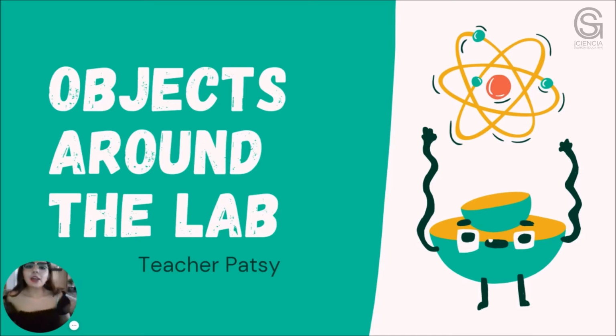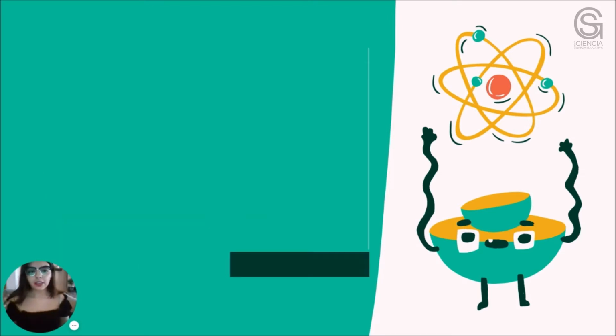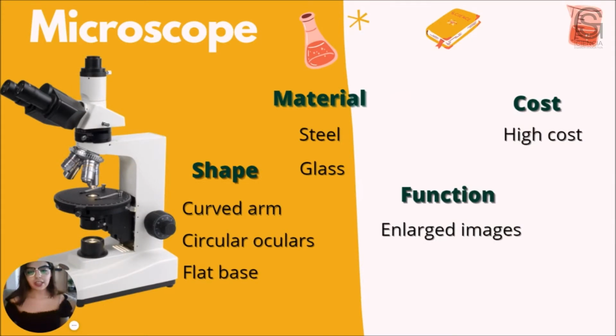So as I already mentioned, this will be our topic for today. That will be objects around the lab. Just as a brief introduction of the class, we are going to talk about 4 different objects, the most common ones that you will find in a laboratory, and we are going to use 4 different categories to describe them easily, okay? So we are going to start with the first object that is the most common one that you will find in laboratories, that is a microscope.